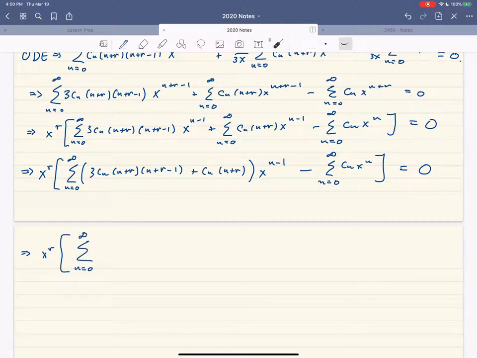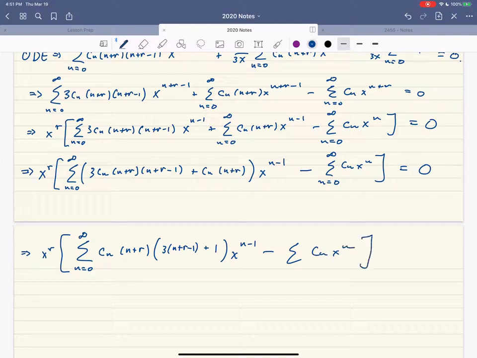is factor from under that coefficient. Notice that we have a c sub n and an n plus r, and then we're left with 3 times n plus r minus 1 plus 1. That's what we're left with there, x to the n minus 1. All right, and now let's factor out the n equals 0 term on the left.